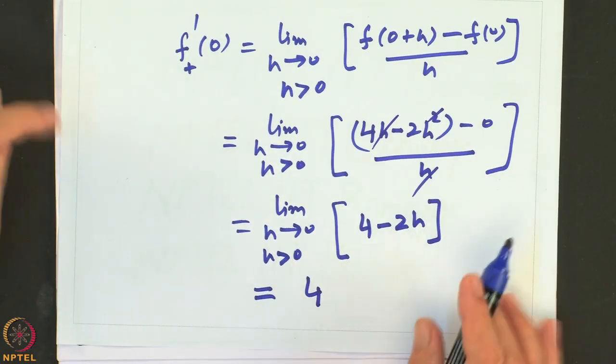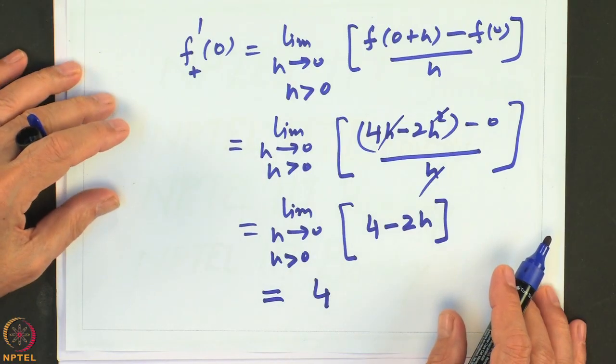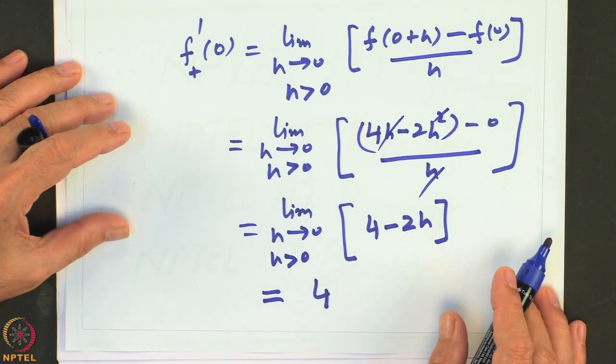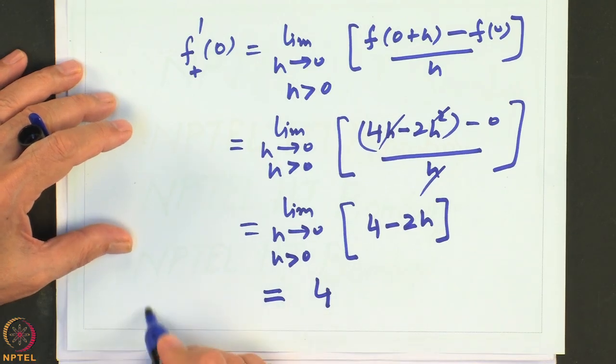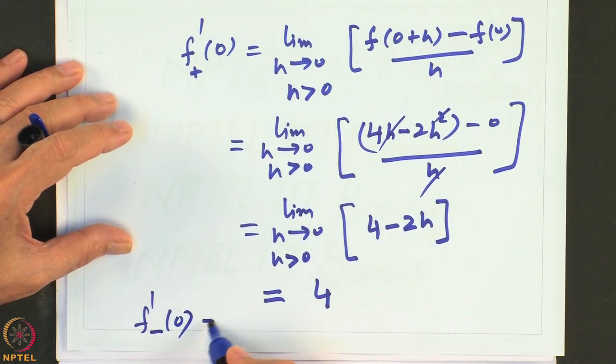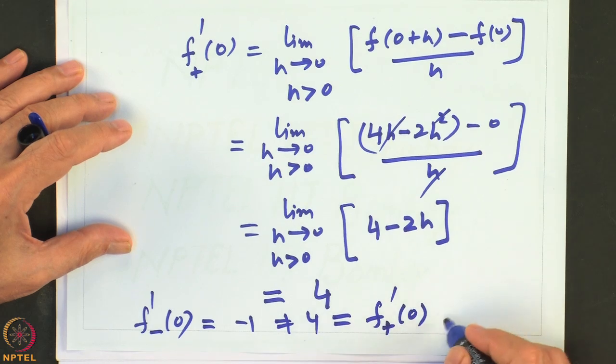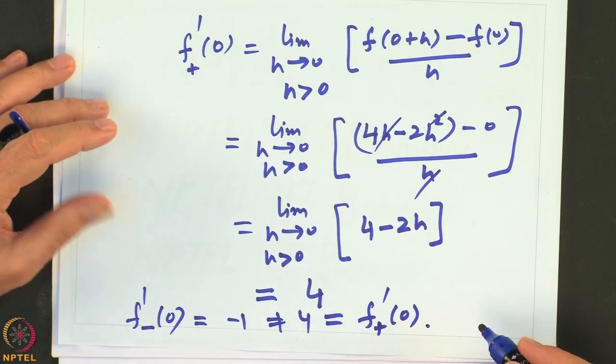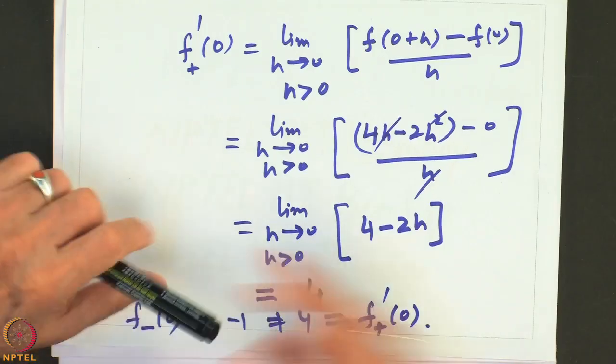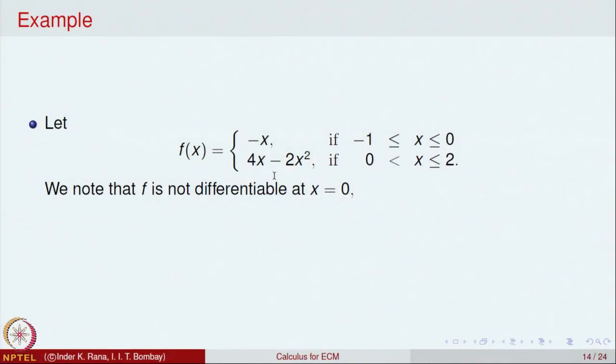So, the left hand derivative of the function was minus 1, and the right hand derivative is equal to 4. So, f dash minus at 0 is equal to minus 1, which is not equal to 4, which is f dash plus, the right hand derivative at 0. This implies that the function is not differentiable at the point x equal to 0. That is how you analyze the differentiability of a function of one variable if it is defined differently from the left and differently from the right. It is always good to work out these things. So, f is not differentiable at the point x equal to 0.